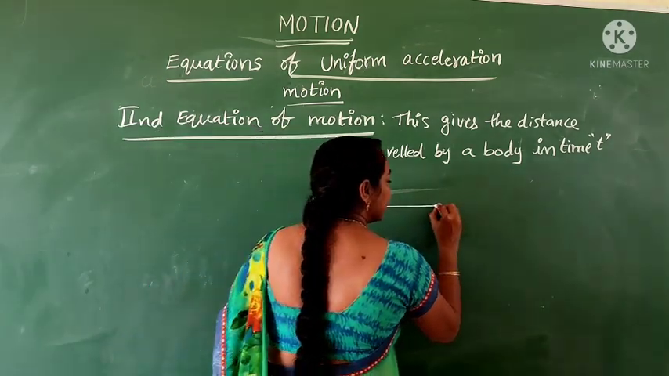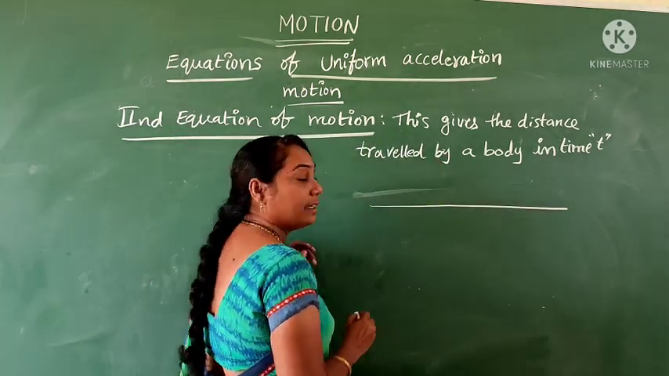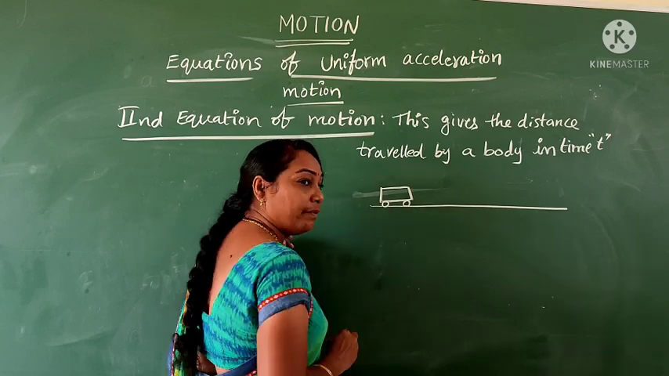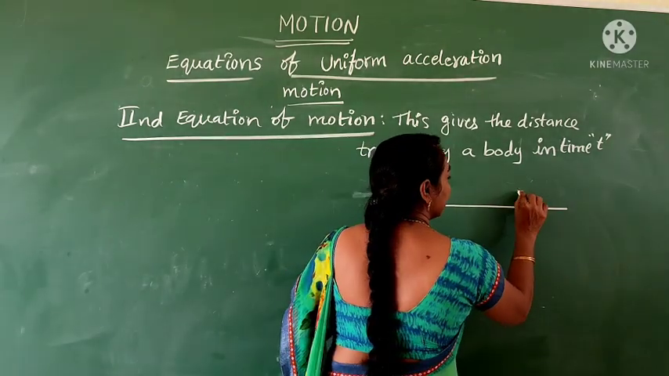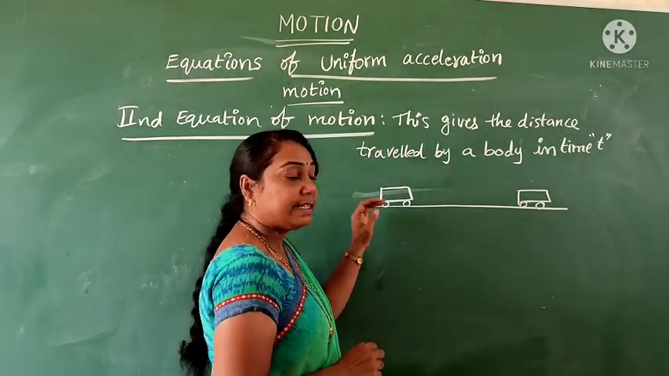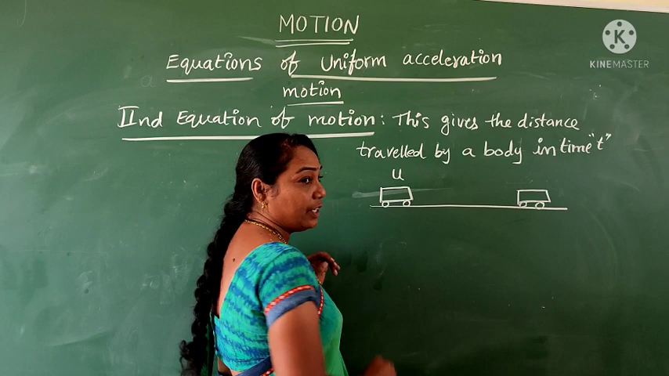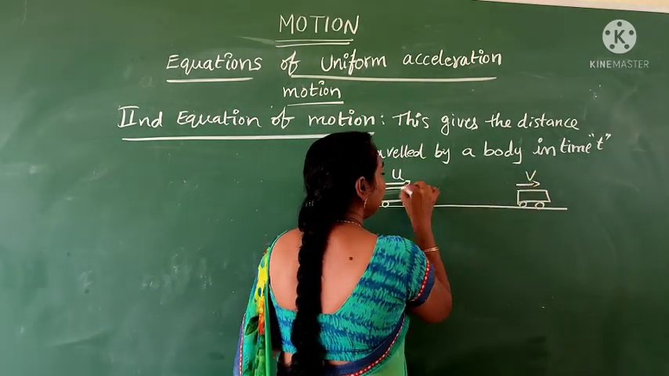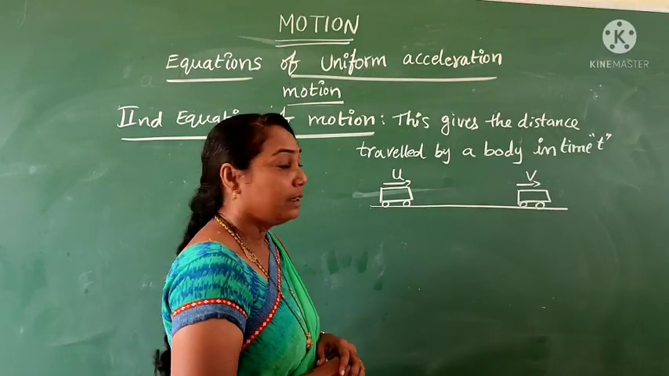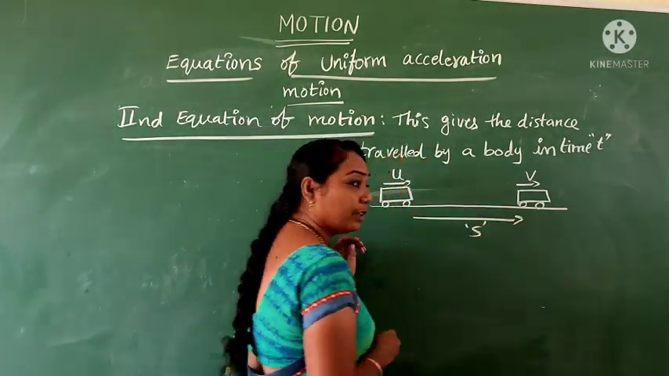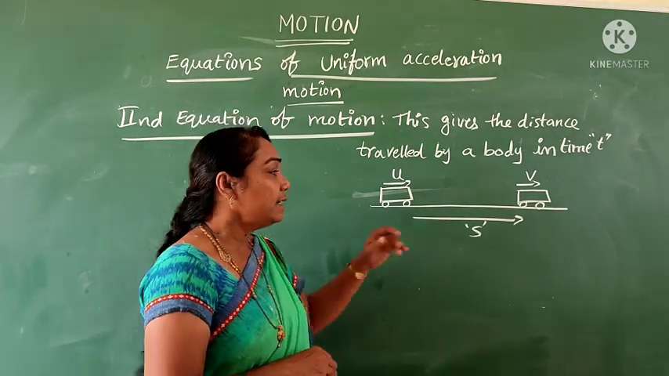Here, this is the straight line, and this is an object moving from one place to another place. Here, this is the initial velocity u and this is the final velocity v. We know all about this. And this is the displacement.